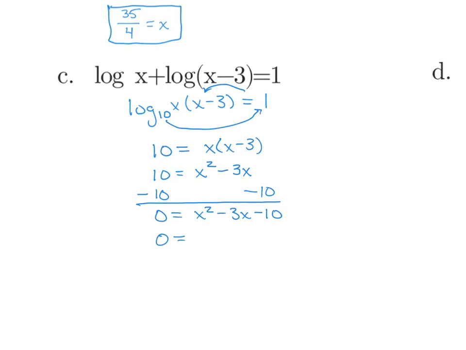This factors. We have x and x. And for 10, I want to go with 5 and 2. Since the 3 is negative, I want my larger number to be negative. So we have 0 equals x minus 5 and x plus 2. So now, if we set each one of these factors equal to 0, we get x minus 5 equals 0, or x plus 2 equals 0.